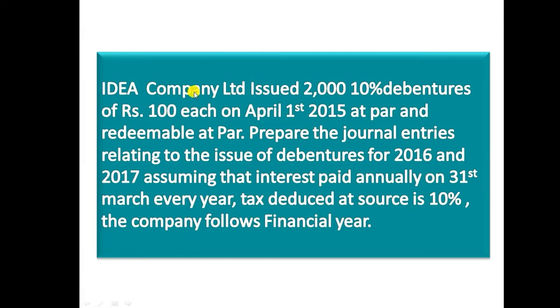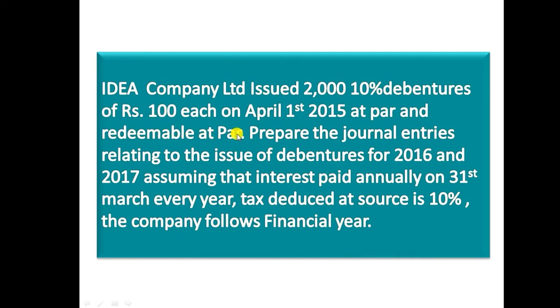In this question, a company issued 2000 10% debentures of ₹100 each. The number of debentures issued by the company is 2000, and the rate per debenture is 100. Total 2000 into 100, 2 lakh rupees, the company is going to raise from the public as a loan. On 1st April the company issued at par. That means whatever the face value, the same face value the company is going to collect from the public as a loan, and the company is going to redeem at par.